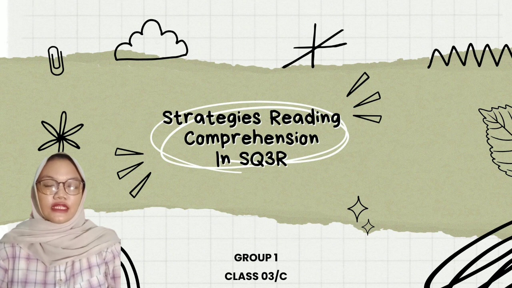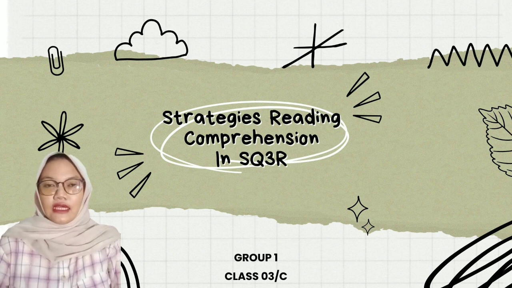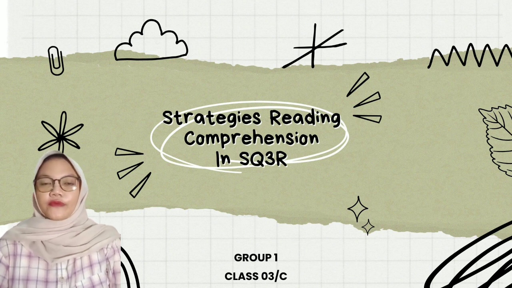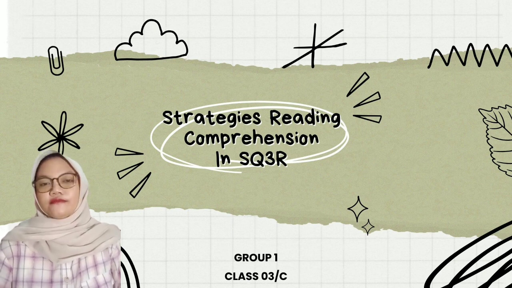We are going to explain the strategies we have chosen in the previous meeting. And the strategy we choose is SQ3R, which is survey, question, recite, reading, and reviewing.